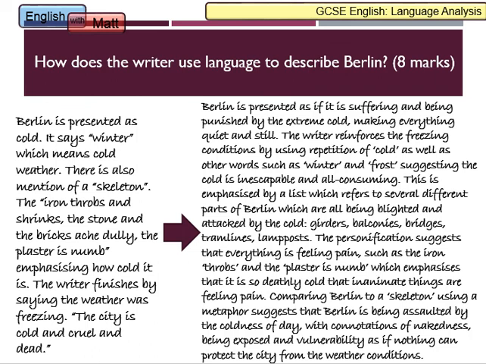and being punished by the extreme cold, making everything quiet and still. The writer reinforces the freezing conditions by using repetition of cold, as well as other words such as winter and frost, suggesting the cold is inescapable and all-consuming. This is emphasised by a list which refers to several different parts of Berlin, which are all being blighted and attacked by the cold: girders, balconies, bridges, tram lines, lampposts. The personification suggests that everything is feeling pain, such as the iron throbs and the plaster is numb, which emphasises that it is so deathly cold that inanimate things are feeling pain.